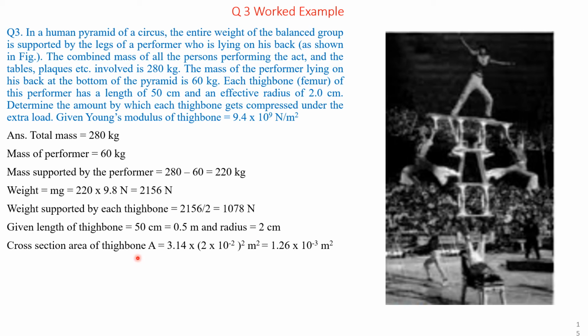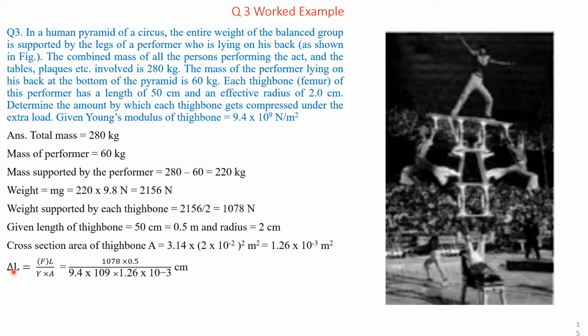Cross section area of the thigh bone A is equal to pi r square, that is 3.14 into (2 into 10 to the power of minus 2) whole square meter square. Simplifying, we get 1.26 into 10 to the power of minus 3 meter square. That is the cross section area of the thigh bone.